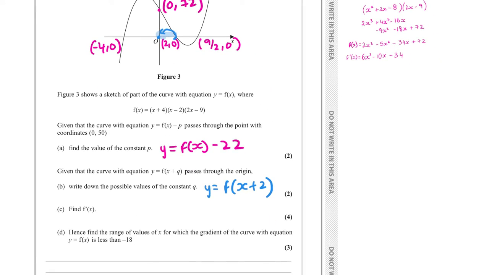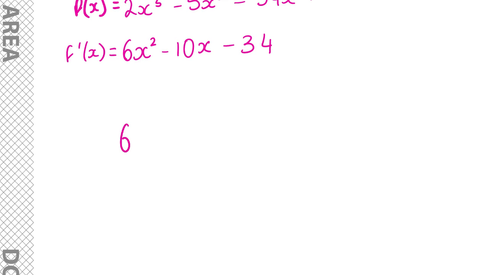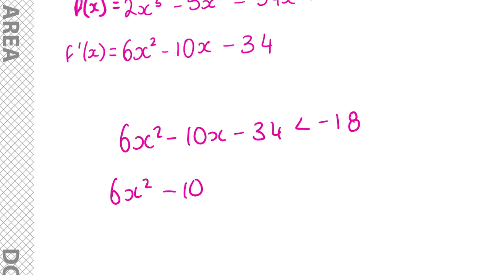Okay, it says, hence find the range of values of x for which the gradient of the curve is less than minus 18. So we want to know, when is 6x squared minus 10x minus 34 less than minus 18? Okay? So this is when 6x squared minus 10x minus 16 is less than 0. Yeah? Okay, so I can literally put this into my calculator, right? It didn't really say show all your working, did it, on this one?